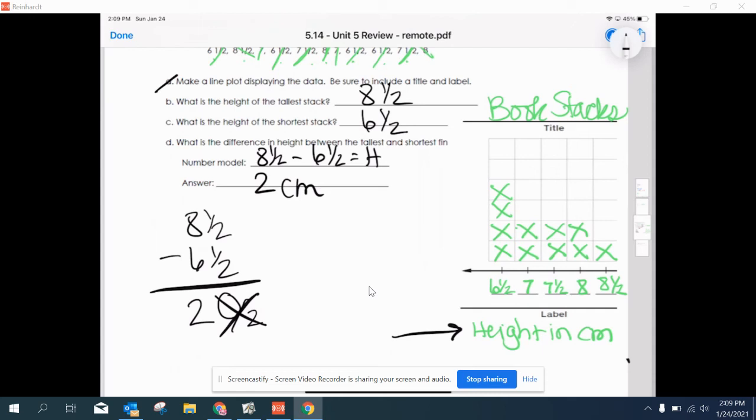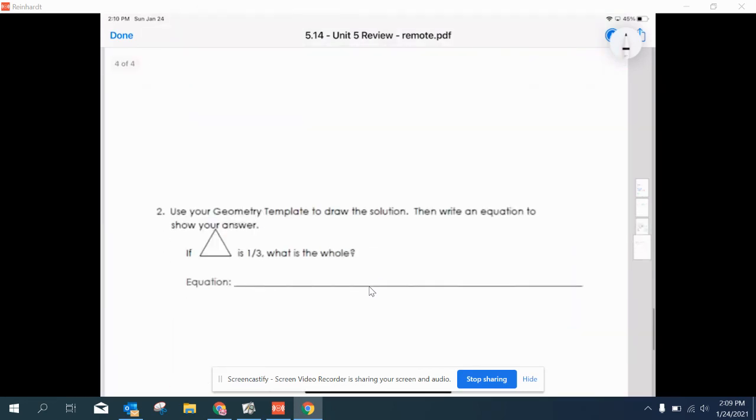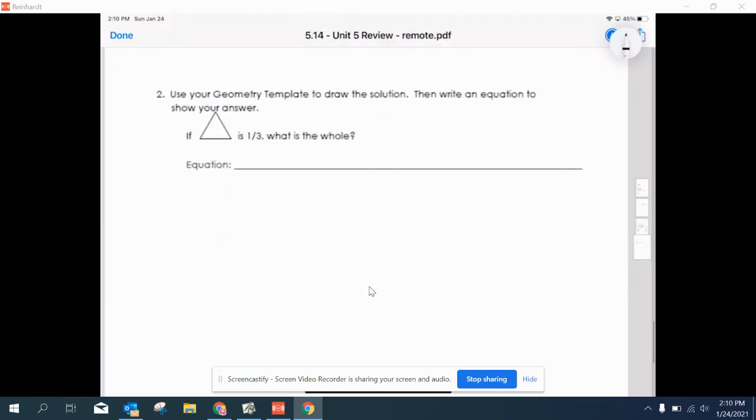Now, that's kind of a lot of work for one problem, but you will have a problem just like this on your test, so make sure you look it over and be prepared. Now, just for a bonus, if you still have time, I've brought one more problem that I've seen cause some trouble with kids. So the judo template is that blue template, and you can use it to draw this, and it asks you to write an equation to show your answer. Now, there's 2 different ways to do this equation. You can do it with the shapes, and you can do it with numbers. Let's see if we can do both.